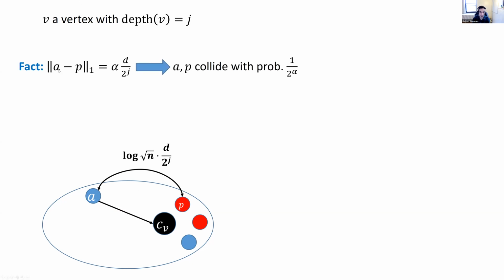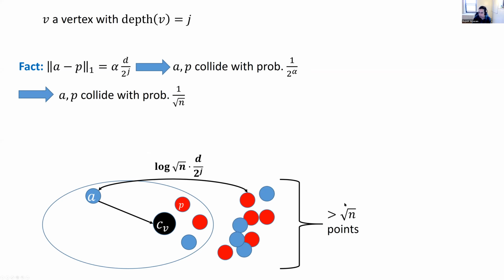Now remember, we have this fact that if the distance from A to P is alpha times d over 2 to the j, then the probability that they actually collided was 1 over 2 to the alpha. It was exponential in that extra distance. In particular, that means that if A and P collided and they were log root n far apart, then the probability that this actually happened was very small. It was only 1 over root n. So if such a point did show up, there must have been many other points at the same distance which didn't make it. In particular, there must have been root n points in expectation at the same distance of log root n times d over 2 to the j, which weren't captured in the set.